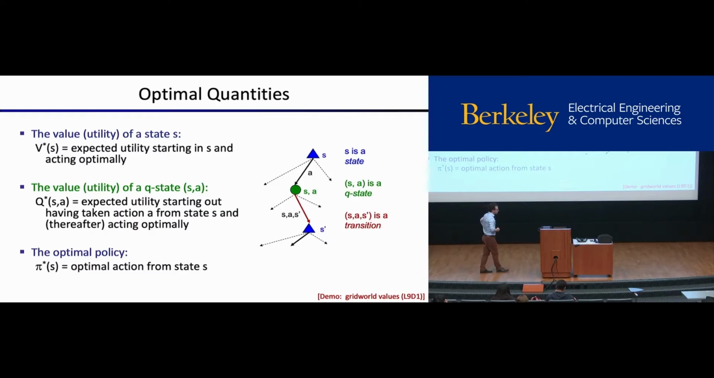To define the value of a state, we had this recursive definition, and I'll put the recursive definition up in a second, where we could either define the value in terms of the next Q state and just take a max over the next Q states, or we could go further and say it's a max over an expectation of the value of the next state. And then the optimal policy is just taking the optimal action from S.